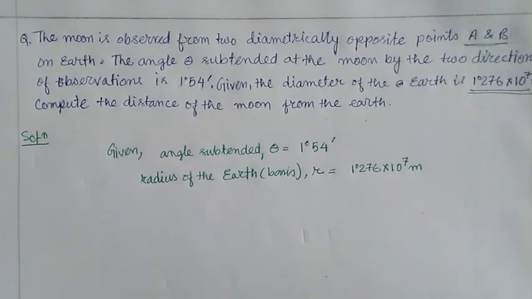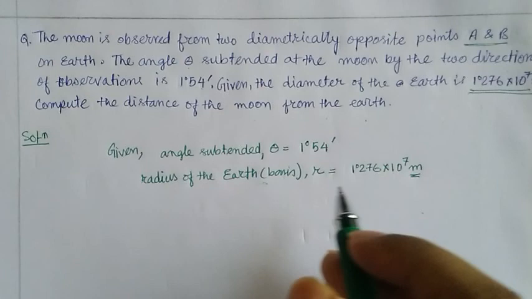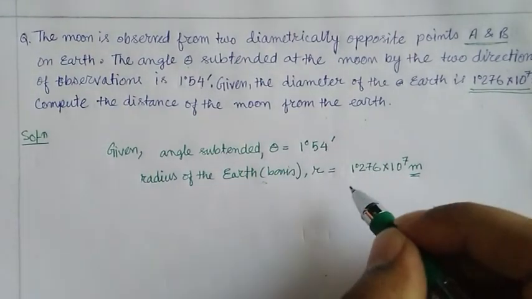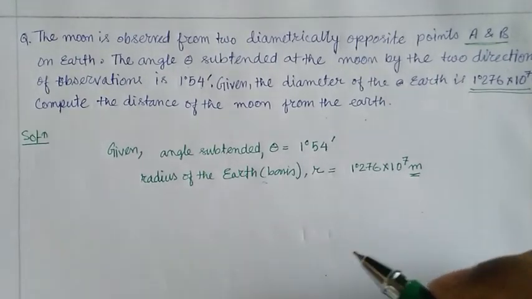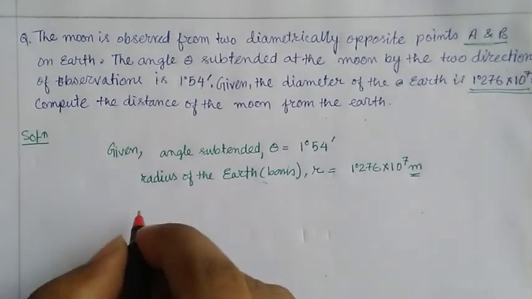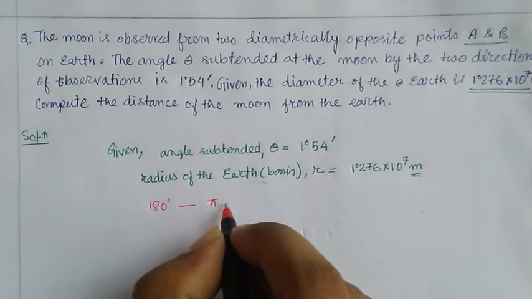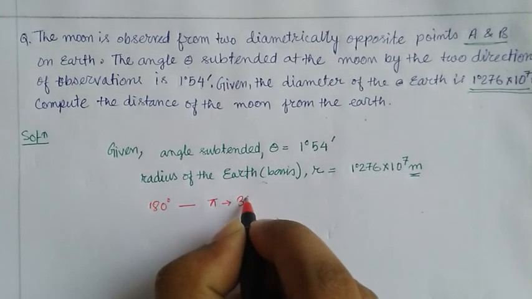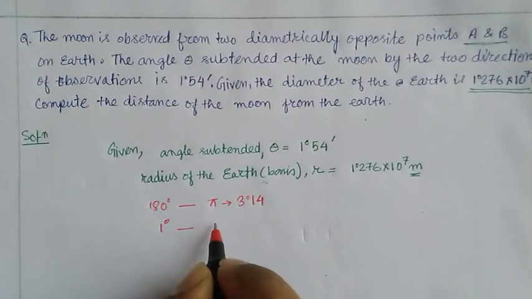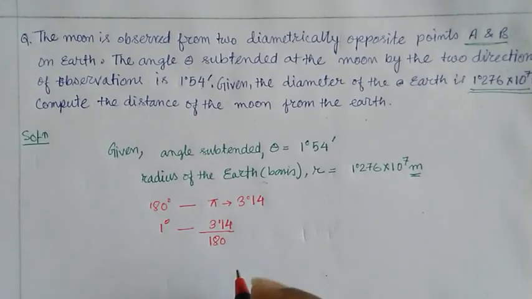Now let's check. Radius of the Earth is given in its SI unit, meter, but angle subtended theta is not given in SI unit, so we need to convert it into the SI unit of angle, that is radian. Now all of you know that 180 degrees is pi radian, that is 3.14 radian. Now 1 degree is 3.14 by 180 radian, right?